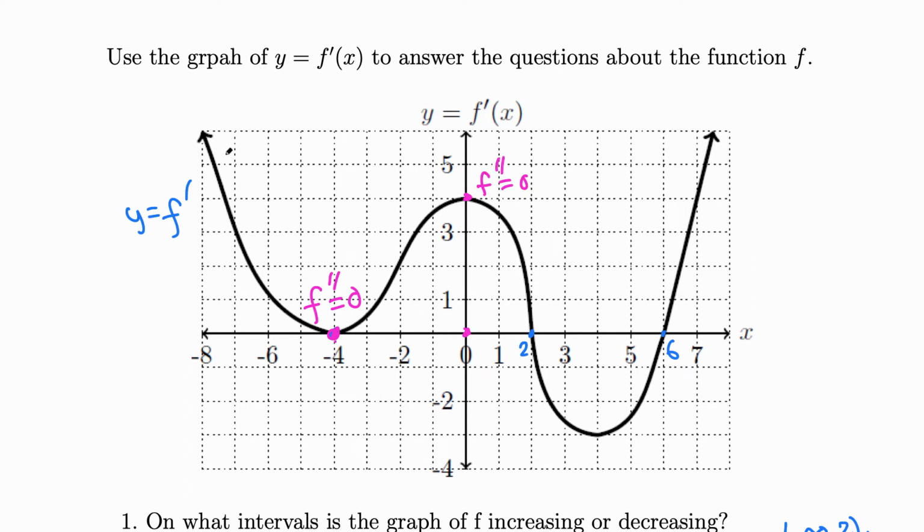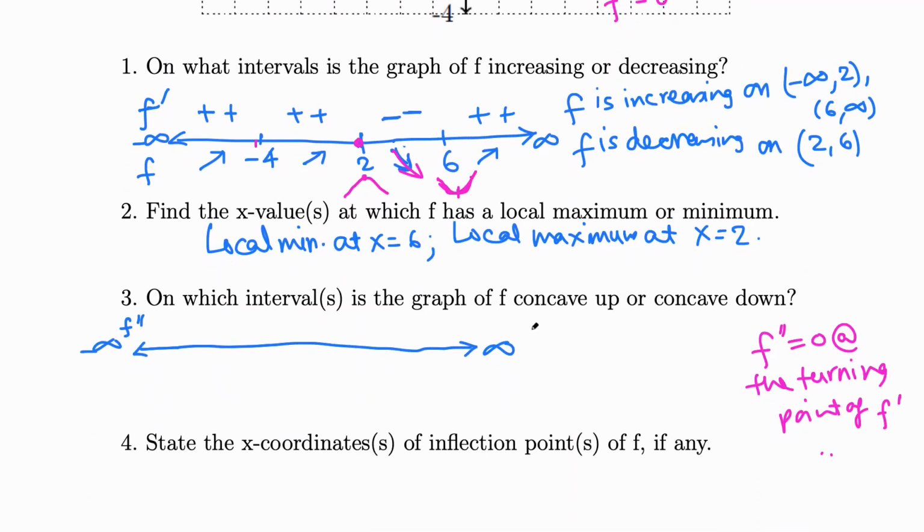The second derivative means the derivative of this function, which is f prime, so its derivative is the second derivative. And again here, that means 4. So the second derivative is 0 at -4, 0 and 4. Now we need to see if the second derivative is positive or negative.